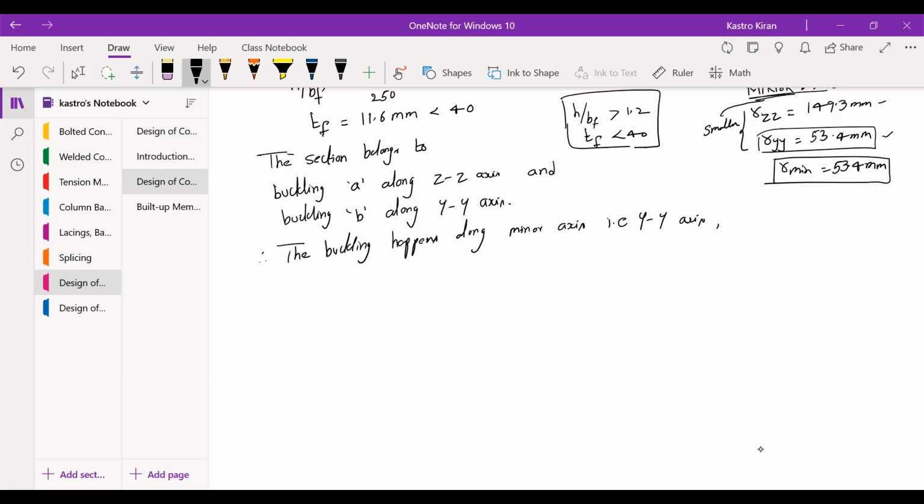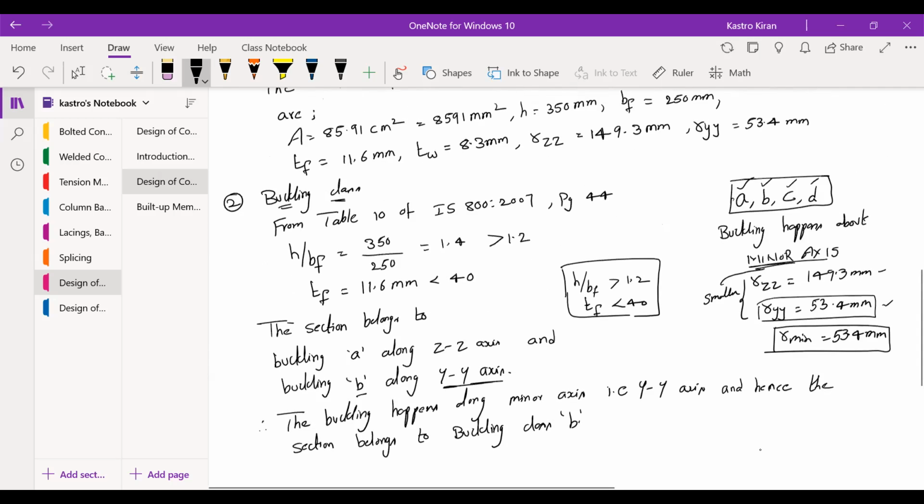And hence you can write this statement: the section belongs to which buckling class? It belongs to buckling class B. Along the YY axis you have buckling class B. So therefore the section belongs to buckling class B, right? We found out the buckling class, right?